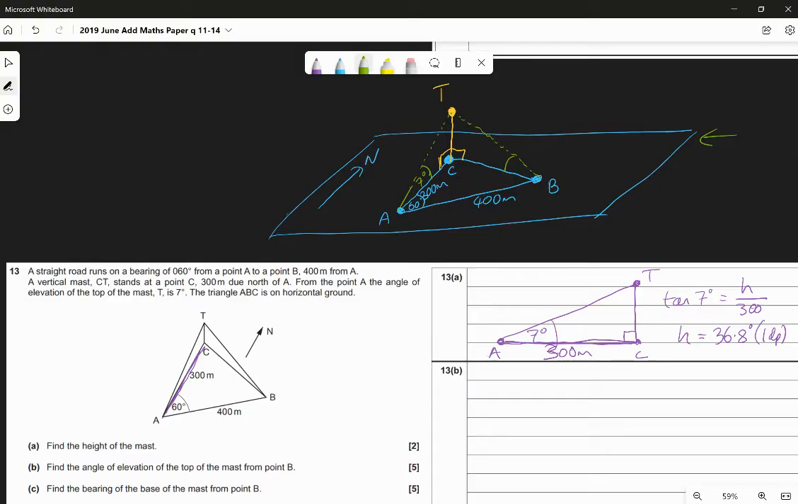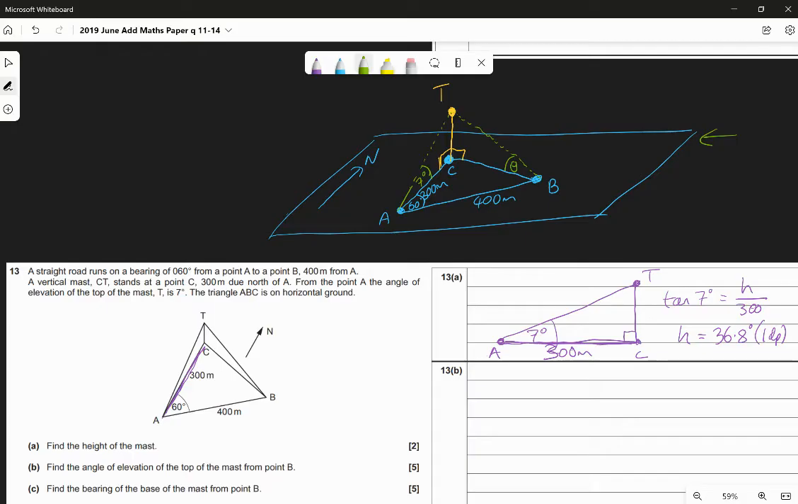I need to find this angle of elevation, so I'm going to call it theta. Okay, this lovely Greek letter we use for unknown angles. And in order to find theta, in that right angle triangle, I need 2 lengths. At the moment, I've got 1 length.